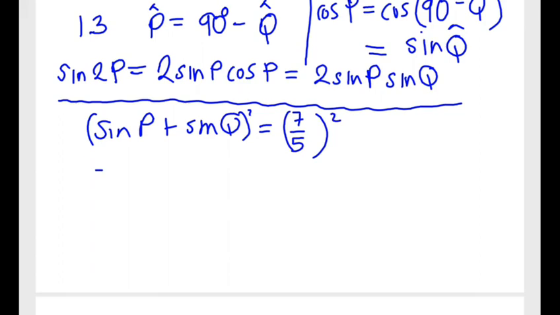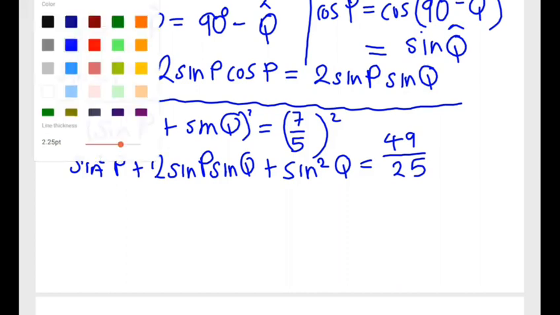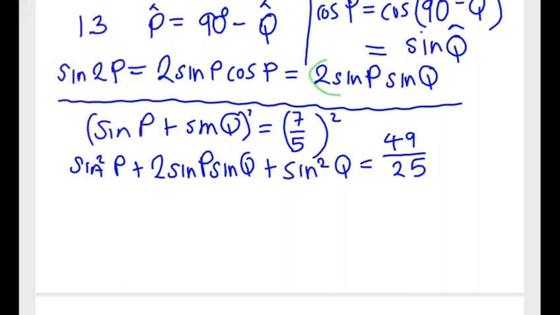I'm going to get sine squared p plus the middle term, sine p times sine q, then you multiply by 2, becomes 2 sine p sine of q. The last term becomes plus sine squared q is equal to, we square the top number, 49, square the bottom number, 25. So now I can see that, oh, I've made a great stride there. There is a 2 sine p sine q. Here I've also got a 2 sine p sine q. So I've made an important stride. Okay, that's fine. But now, what can I do?